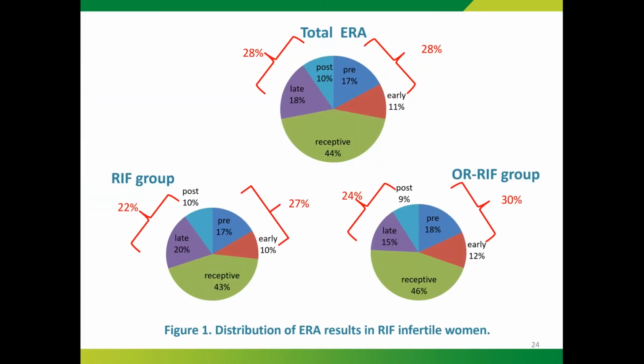The distribution of ERA results in infertile women is shown in this figure. The ratio of receptive states was 45%. The percentage of pre- and early receptive implantation states of the endometrium was about 30%. The ratio of late and post-implantation status was about 25%.